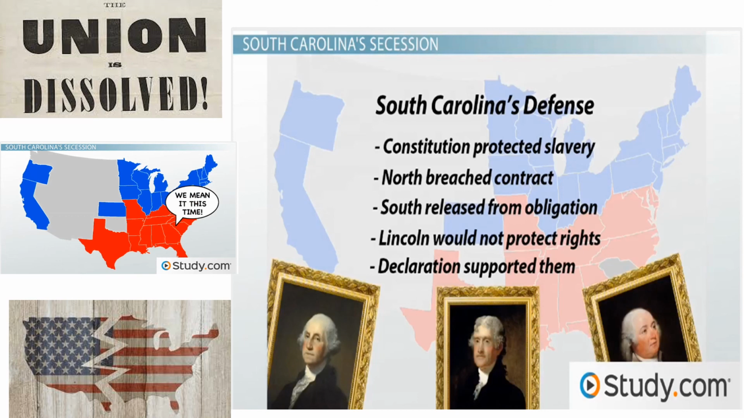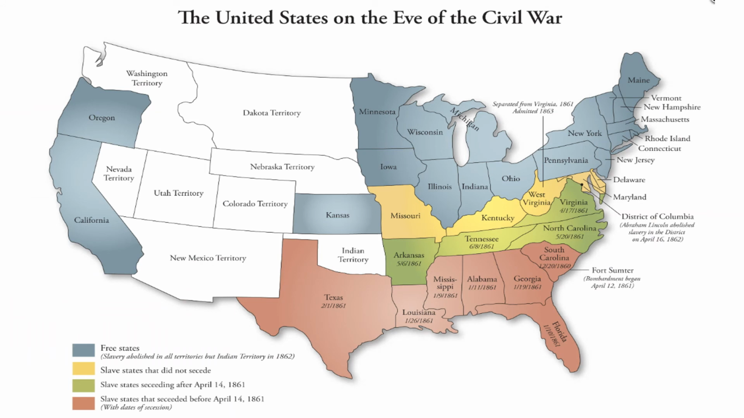These are some of the headlines that were on the newspaper at the time. And South Carolina starts a streak. And so, even though South Carolina is the first state, 7 other states eventually leave before Lincoln is even officially the president. And then 4 more states leave near his inauguration.